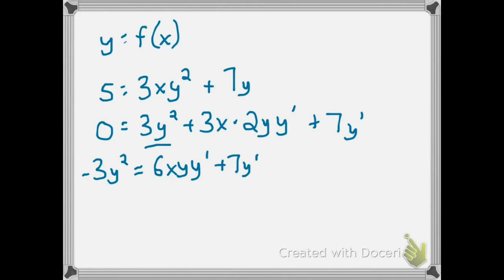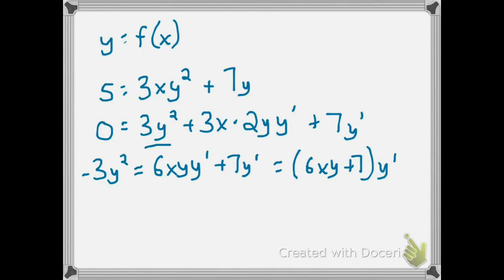And now that I have the y primes on one side and all the other terms on the other side, I'm going to factor out y prime. So we're going to have, this is going to be equal to 6xy plus 7 times y prime.